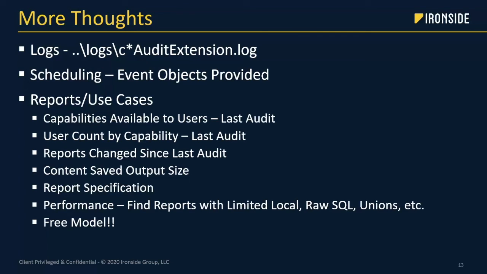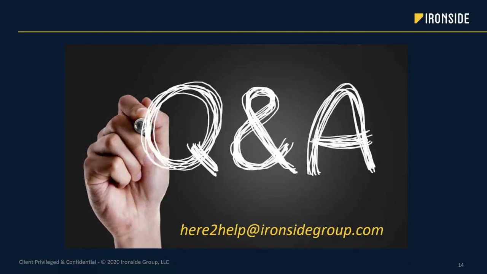Looking at the report specifications can be interesting. You have an opportunity to use this to improve the performance of your environment, right? So you can find those reports that are using perhaps limited local processing, or hard-coded SQL or unions or whatever. It's in the spec. It is captured with the audit extension. You can find it. And last thing, of course, it comes with a free model, so you can build your own reports. Okay, so with that, I will go to the Q&A section.